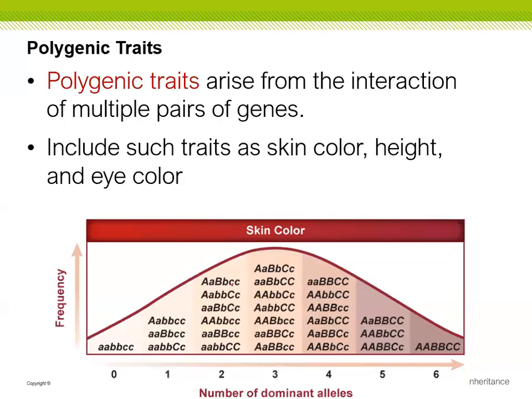And we're almost done. We also have things called polygenic traits. These are when we have multiple pairs of genes, and they affect things like skin color, height, and eye color. Again, if you have two tall people who have children, there's no guarantee that they're going to have tall kids. It is more likely, yes, but it is not a guarantee.